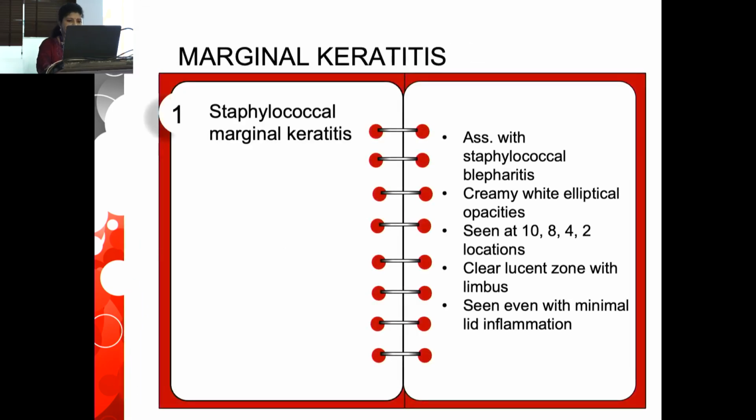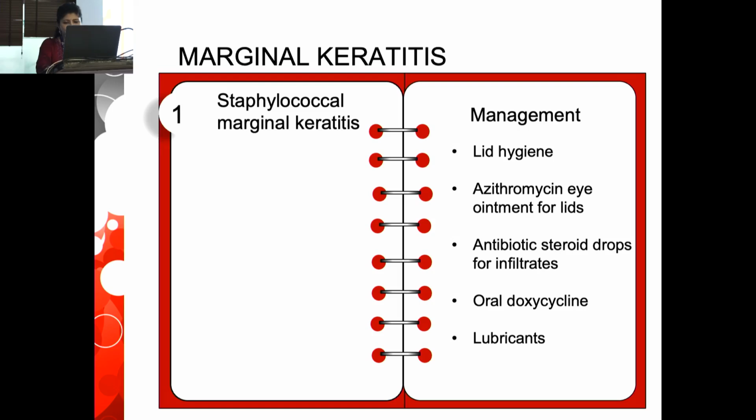Marginal keratitis, this term is associated with many diseases, but typically it is staphylococcal marginal keratitis. Here there will be a staphylococcal blepharitis, and the typical appearance is creamy white elliptical opacities at 10, 8, 4, 2 locations where the lid touches the cornea. There will be a clear lucent zone with the limbus. That is the clue. As the cliche goes, diagnose staphylococci, do not treat cornea textbooks, so the lesions can be seen in other places of the cornea as well, with minimal lid inflammation. Here the culprit is the lid, so lid hygiene is a must, azithromycin ointment for lids, antibiotic steroid drops for the infiltrate, doxy and lubricants.